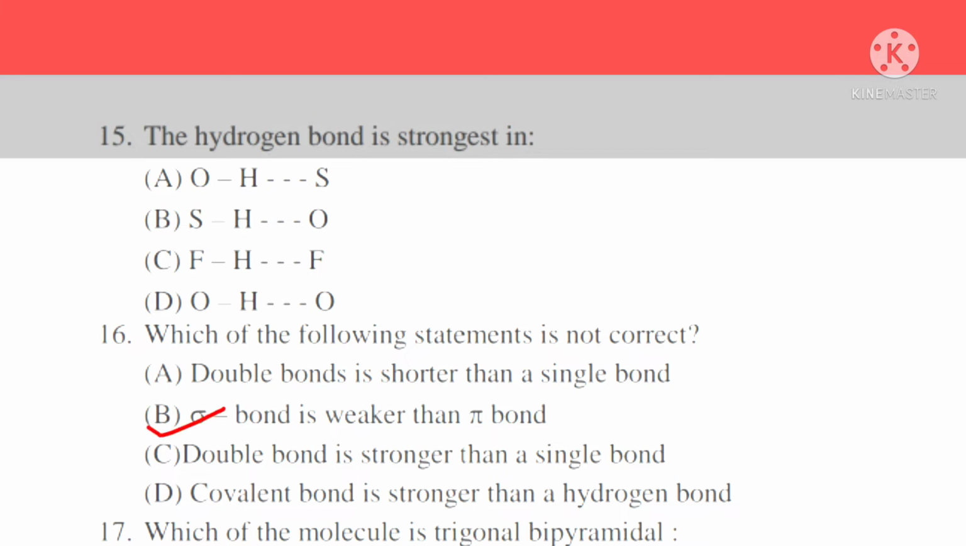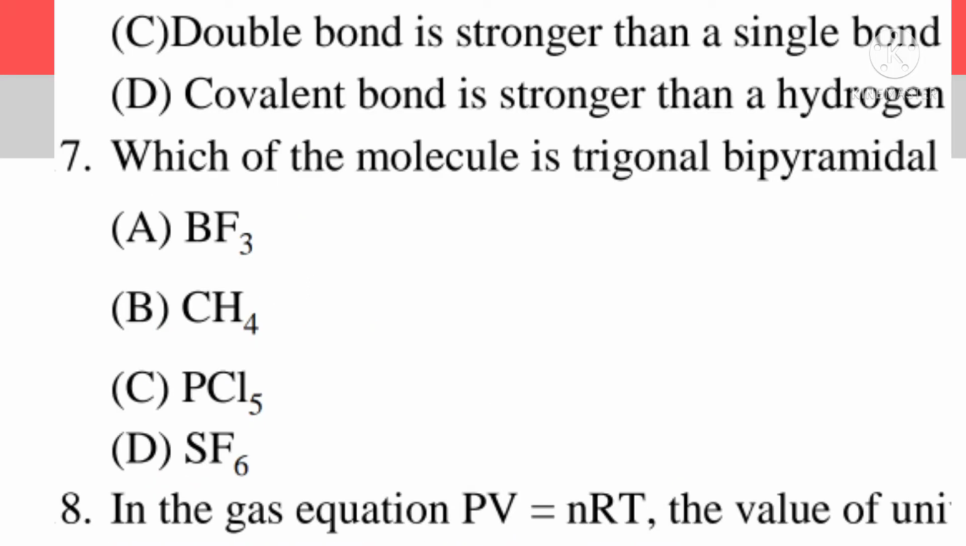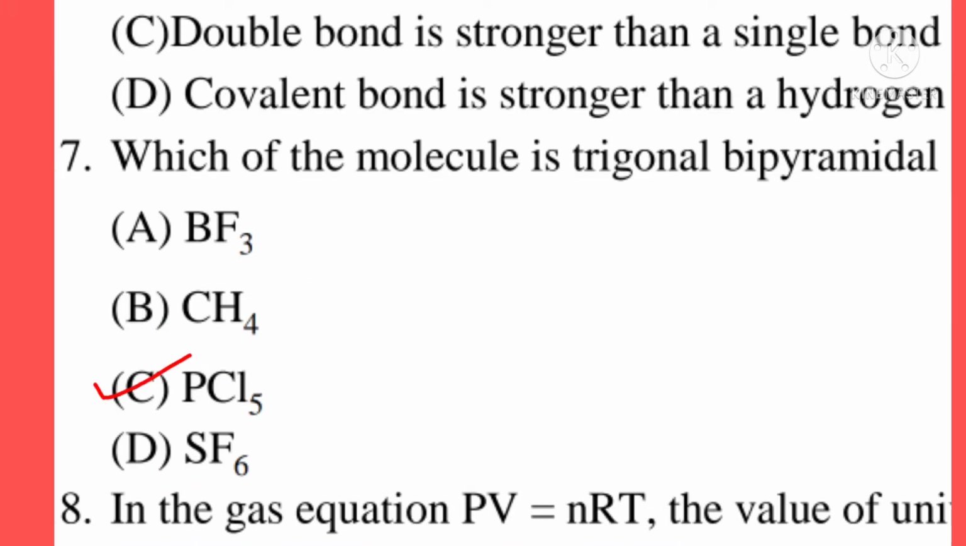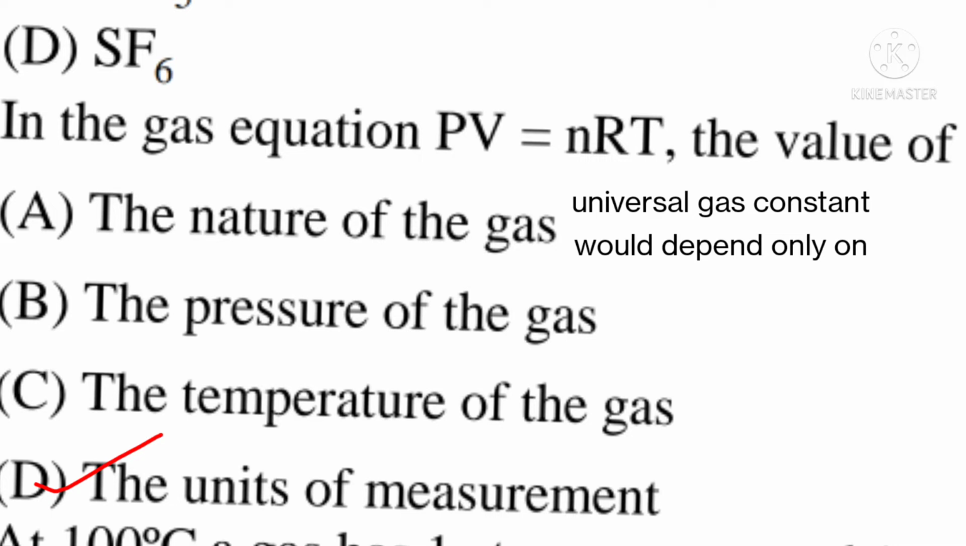Which of the following statements is not correct? So sigma bond is weaker than pi bond is not correct. Sigma bond is stronger than the pi bond. Other statements are correct. Then which of the molecules is trigonal pyramidal? So the option C, PCl5 is trigonal pyramidal as it undergoes sp3 hybridization. In the gas equation PV = nRT, the value of universal constant depends upon the units of measurement.